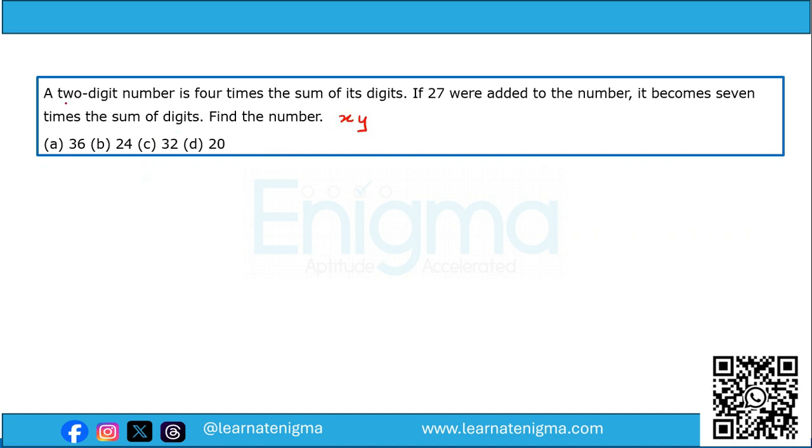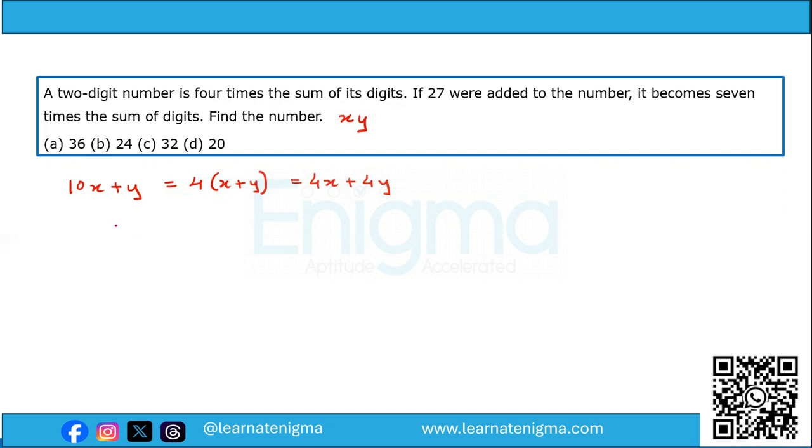So from the first sentence, a two-digit number, that means 10x plus y is equal to 4 times the sum of its digits. So it becomes 4 into x plus y. If we try to simplify, this becomes 4x plus 4y. So bringing all x on one side and y on one side.